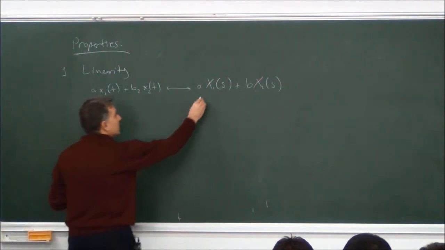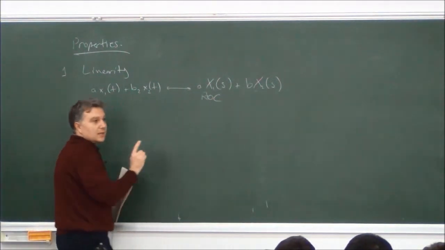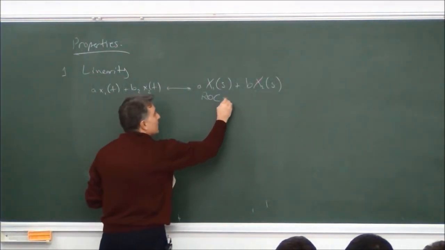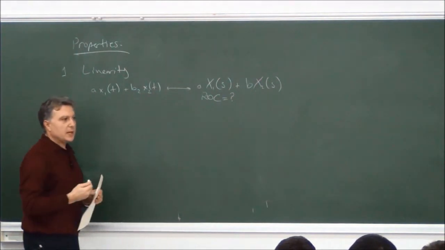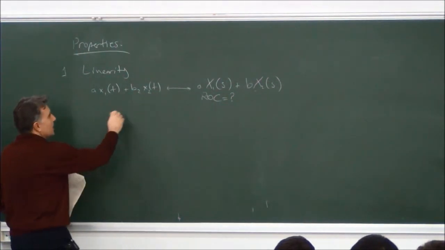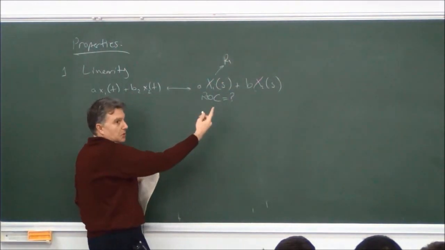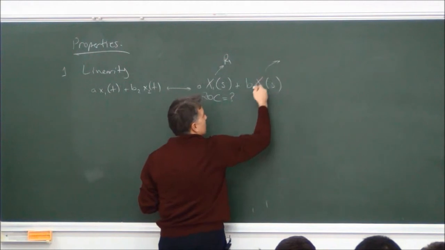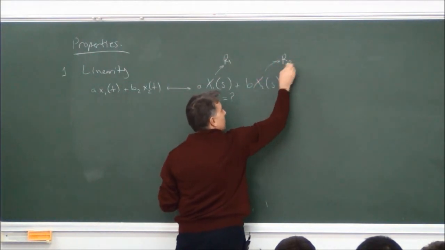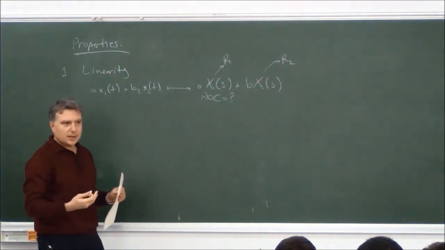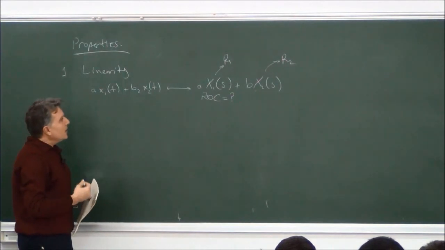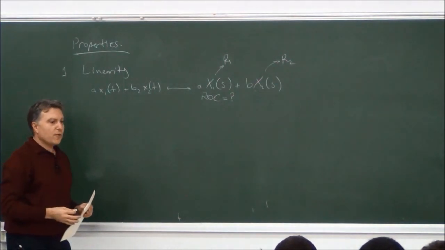But the problem is, always this is a problem, what is the region of convergence of this combination? For example, the region of convergence of this one is R1. It's a region. The region of convergence of this second part is R2, another region of convergence. It's a set I'm talking about. When you combine them, what happens to the region of convergence?